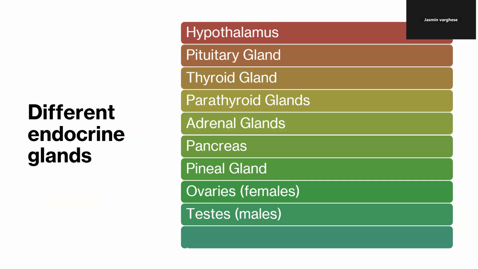Now we will see the different endocrine glands. They are the hypothalamus, pituitary gland, thyroid gland, parathyroid glands, adrenal glands, pancreas, pineal gland, ovaries in females, and testes in males. I'll repeat again: hypothalamus, pituitary, thyroid, parathyroid, adrenal glands, pancreas, pineal gland, ovaries in females and testes in males.